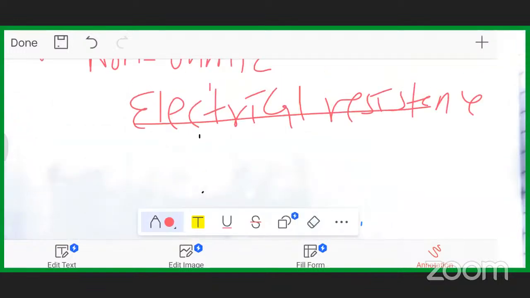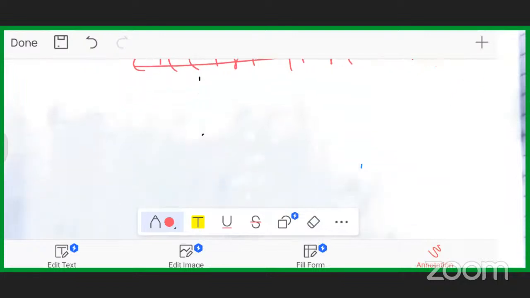So resistance, electrical resistance. The factors that affect the resistance of a wire or a conductor: we have the issue of the temperature. Of course, one of the main factors is the nature of the conductor. Is it a metallic conductor? Is it a non-metallic one? Is it a semiconductor? Which kind of conductor is it? So we need to know that.